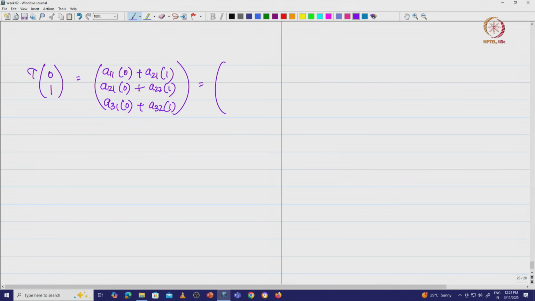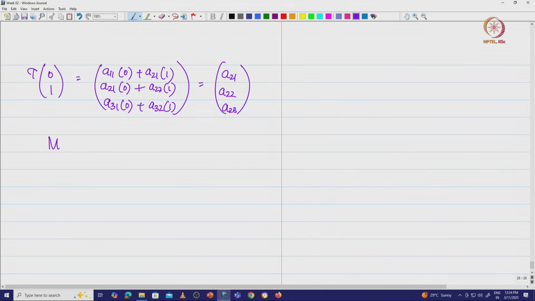What about the vector (0, 1)? It is going to get mapped to A11 into 0 plus A12 into 1, A21 into 0 plus A22 into 1, A31 into 0 plus A32 into 1. So, the transformation of (0, 1) results in this vector (A12, A22, A32). Therefore, I am going to have this.